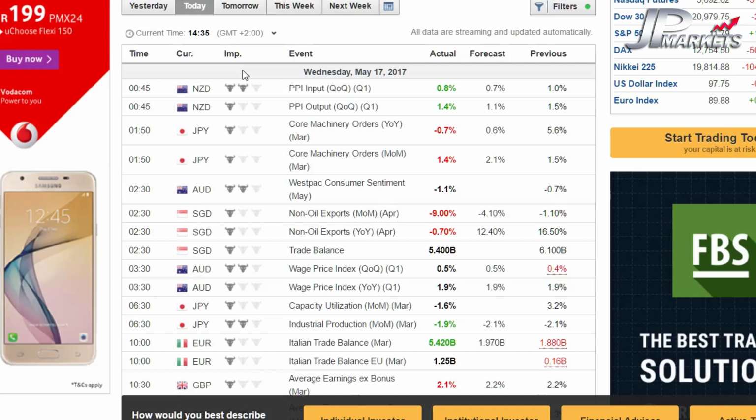If you see another currency is on holiday, let's say the Japanese yen, they're on holiday, then avoid the Japanese yen, whereas you could still be trading the euro dollar, pound dollar, other things like that.